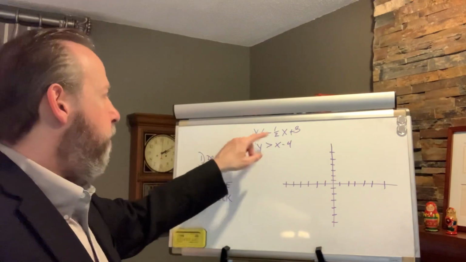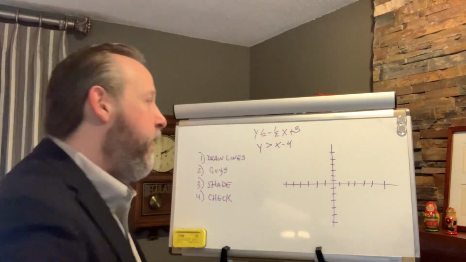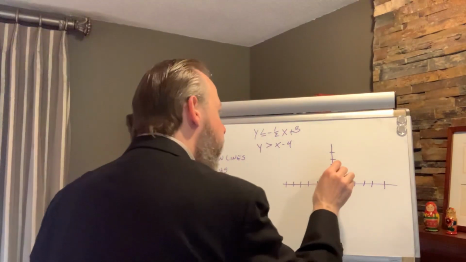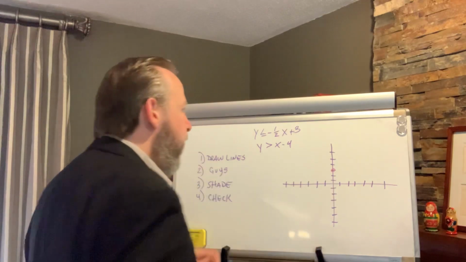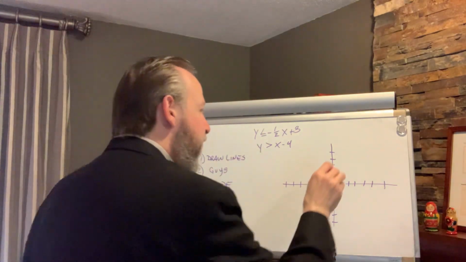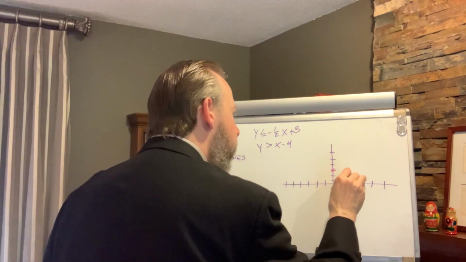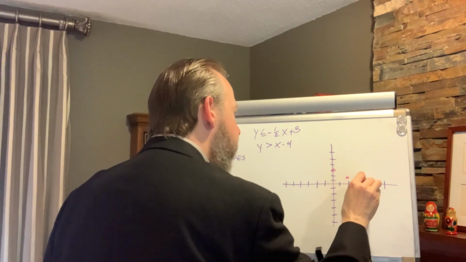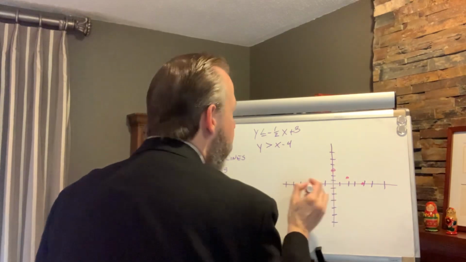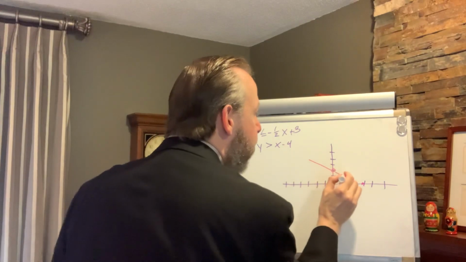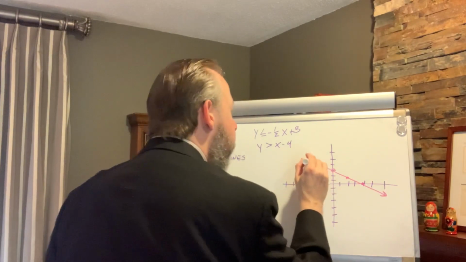So my first line has a y-intercept at 3. So I go up to 3 on the y-axis and put a dot, and it goes down 1/2. That means down 1 to the right 2, and you could do it more than once if you want. Again, it's a hand-drawn graph. It's not perfect, but this is as good as it gets for me for now.